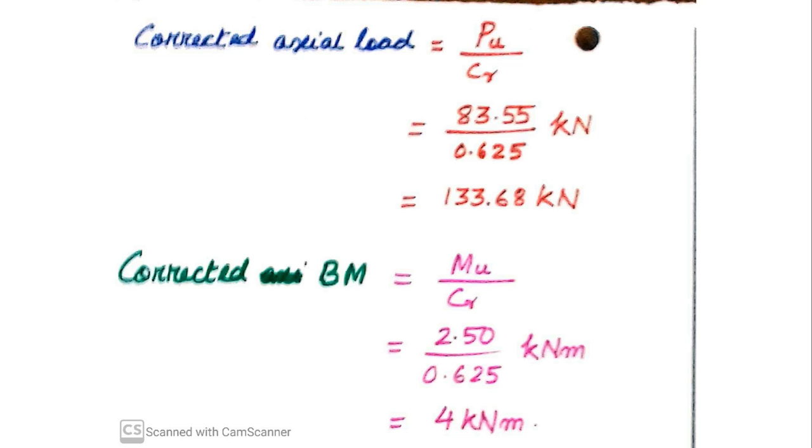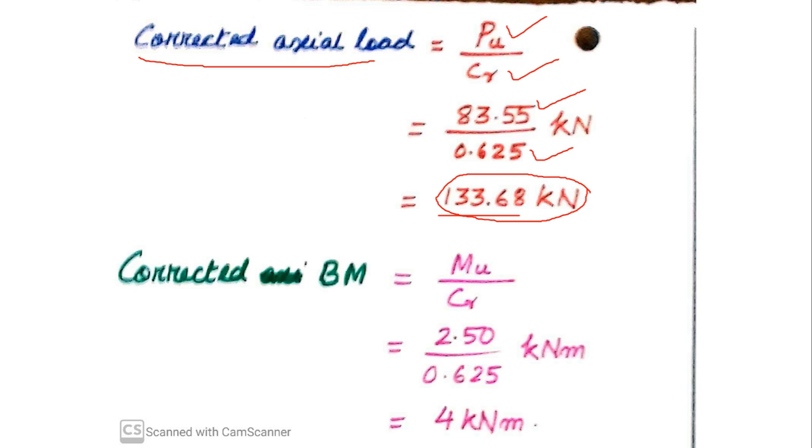Okay, so once I know the correction factor, now I will be correcting the axial load as well as the bending moment. So what is the corrected axial load? Axial load that I have got previously divided by the correction factor. Previously I got the factored axial load as 83.55. That divided by the correction factor, that is 0.625, will give you a value of 133.68 kilonewton. So now this is the value of axial load that I will be using for designing my pile.